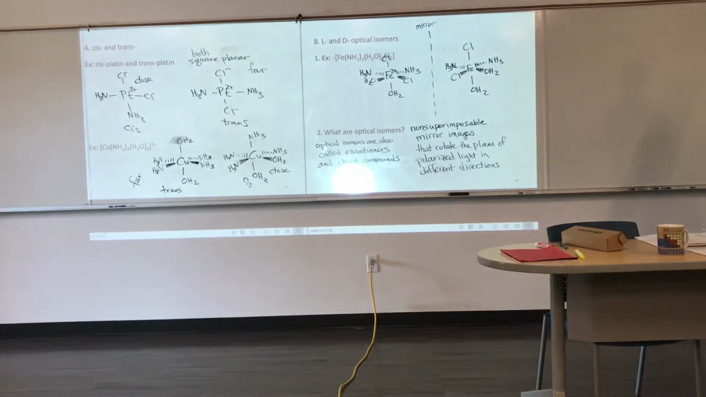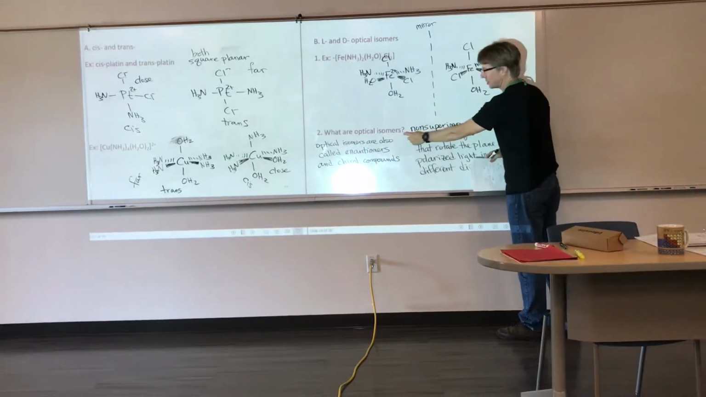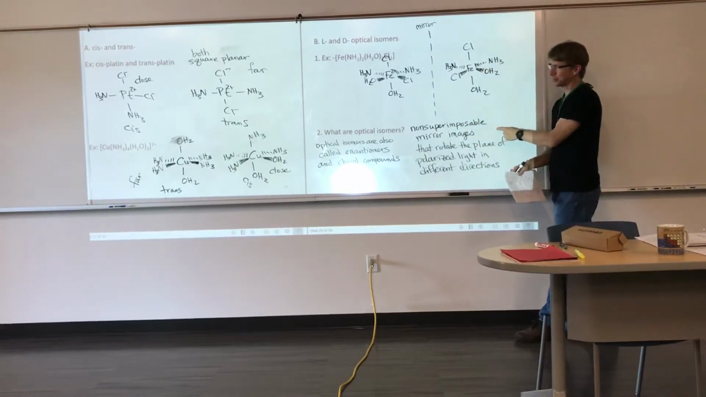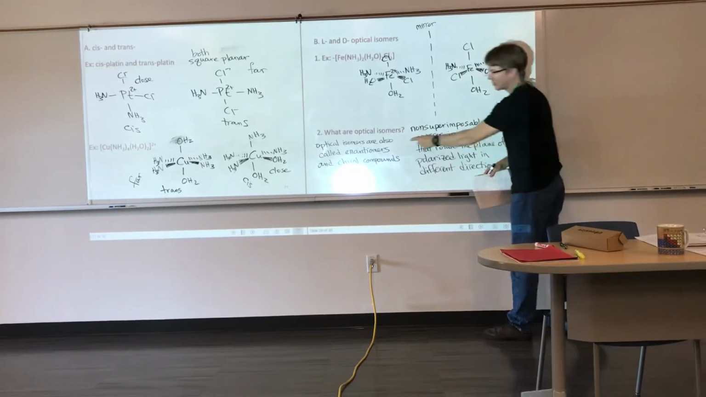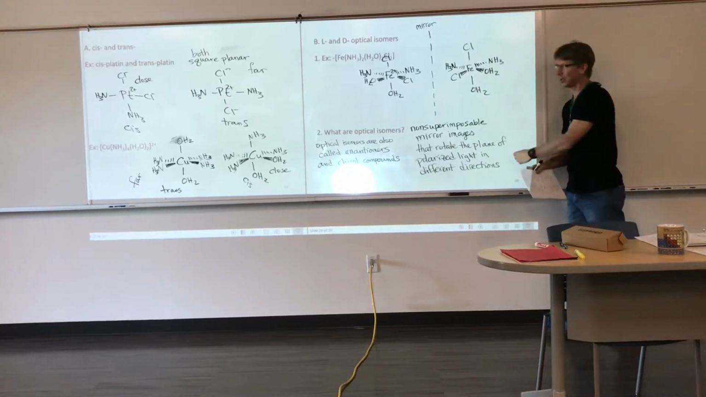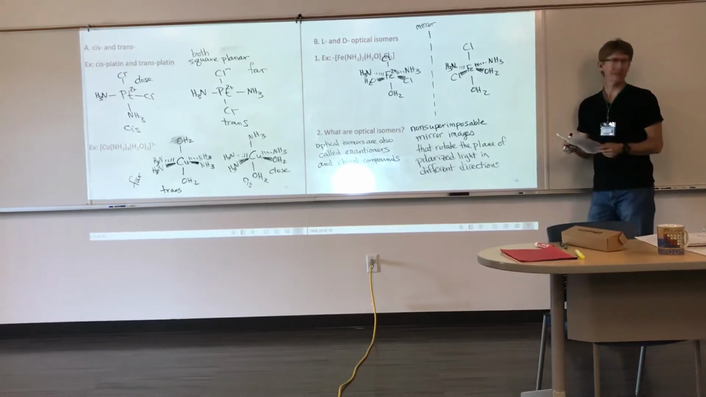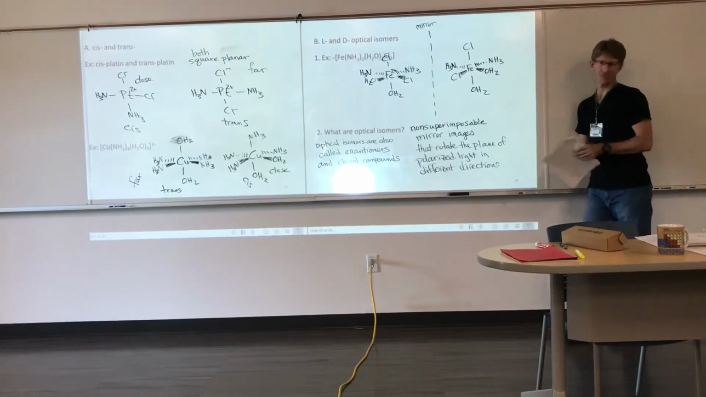I'm not too concerned about this part, other than what you have to know. Let's see, what do you have to know about this? First of all, you have to know the definitions of optical isomers: that they're non-superimposable mirror images, that they rotate the plane of light in different directions, that they're also called enantiomers, and that they are chiral compounds. So I guess you have to know all of number 2. And then these are pictures of them, and I don't expect you to be able to draw them.